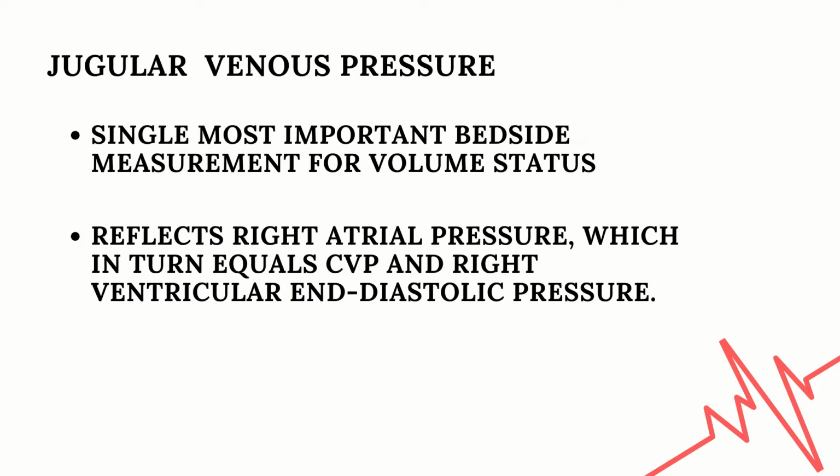Jugular venous pressure is the single most important bedside measurement for volume status. It reflects right atrial pressure, which in turn equals CVP, and right ventricular end-diastolic pressure.